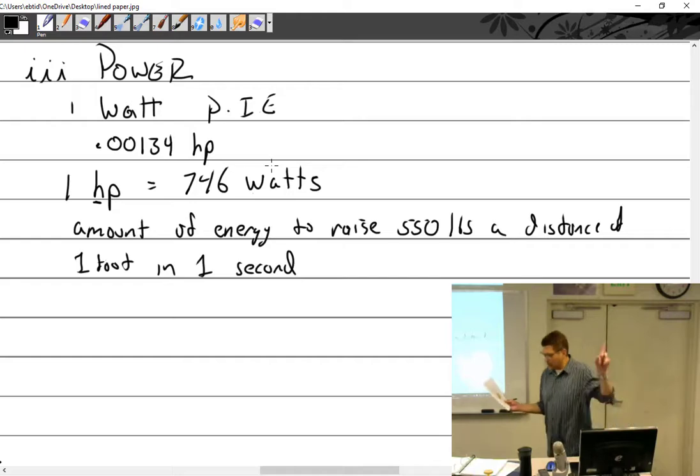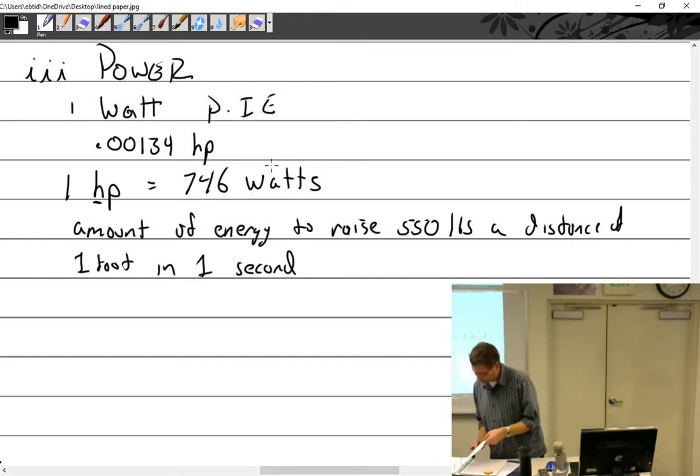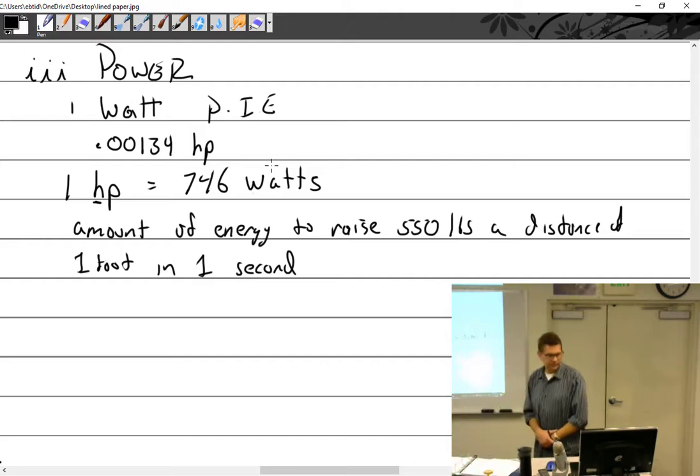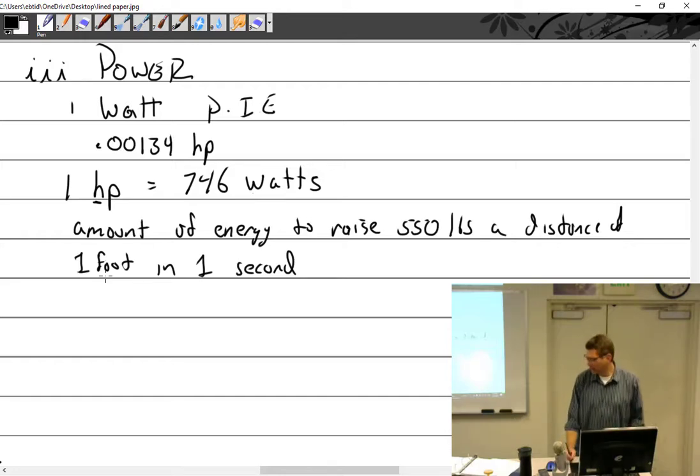I have dangers of electricity, but I already told you about this. What is it? It says amount of energy to raise 50 pounds a distance of 1 foot in 1 second. Sorry, I get to the end of my board, and it's kind of hard to. That's my story, and I'm sticking to it.